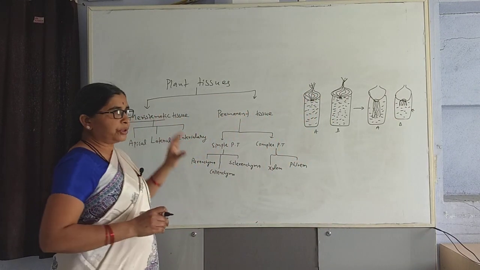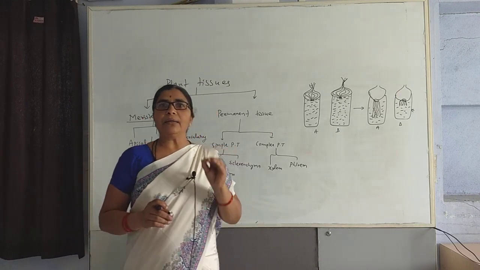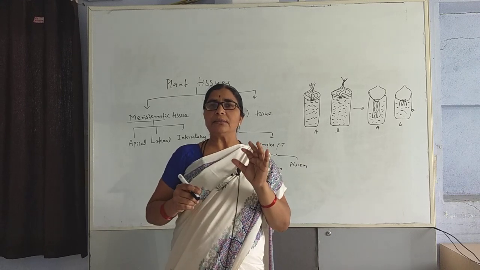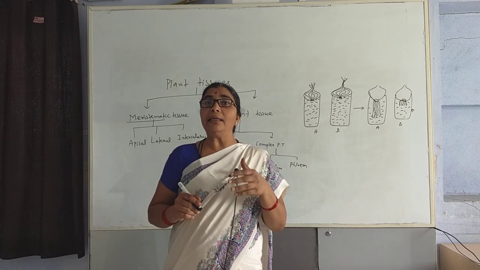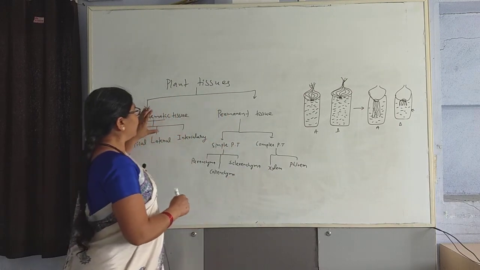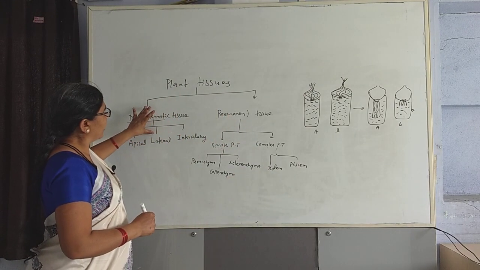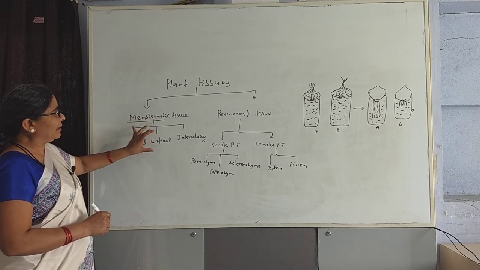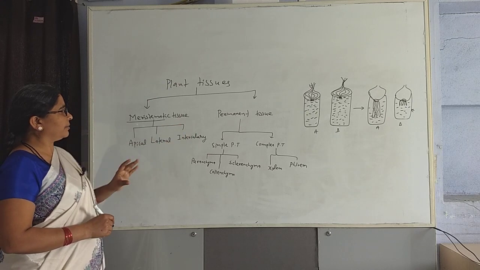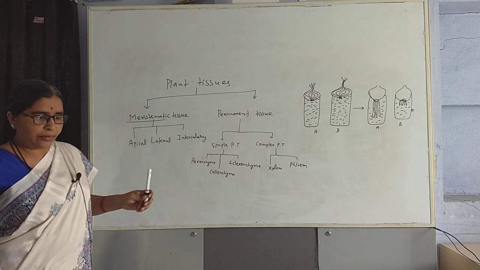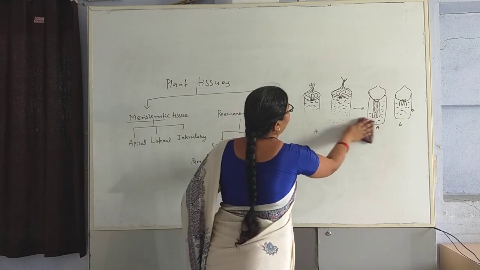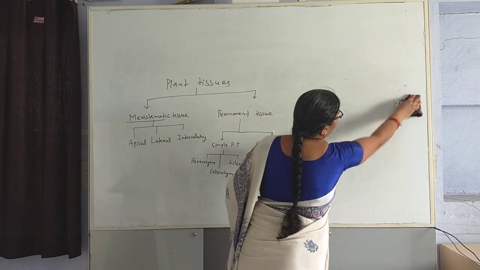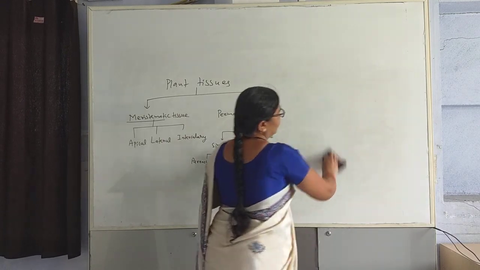So, the meristematic tissue cells have an ability to divide continuously. These cells are also known as the dividing cells of the meristematic tissues. Again, meristematic tissues are classified into apical, lateral and intercalary. We will see the location and the function, how the meristematic tissue performs.